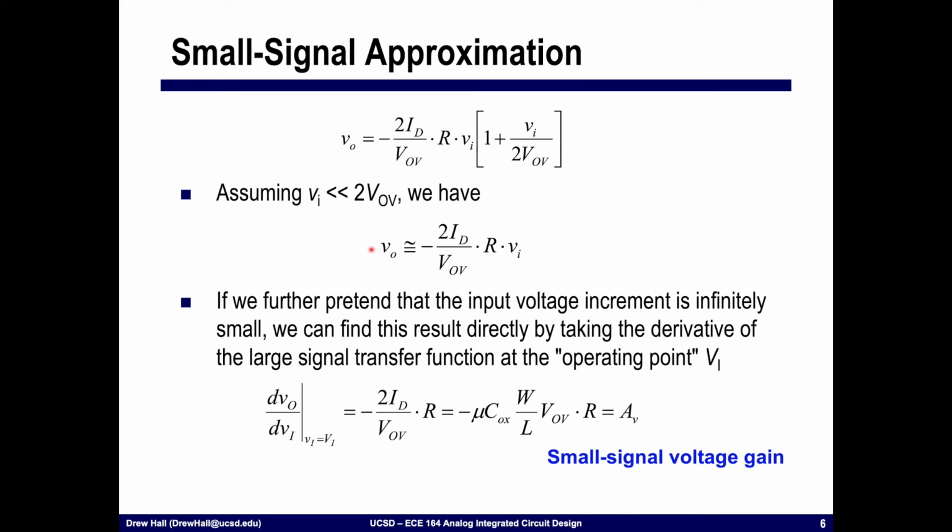We could similarly plug in the expression for ID and simplify this expression. Okay? We'd get that it was negative, meaning that we're getting a phase change in the signal. It's 180 degrees out of phase with the input, times mu NCox, W over L, VOV times R. Okay? And again, we're going to call this the gain. This is our small signal voltage gain. Our large signal voltage gain we would get from that transfer curve that we looked at earlier. Here, this is a small signal voltage gain that's linear, provided that we don't disturb the bias point. And by not disturbing the bias point, we have to maintain this condition, that VI is much, much less than 2 times the overdrive voltage.